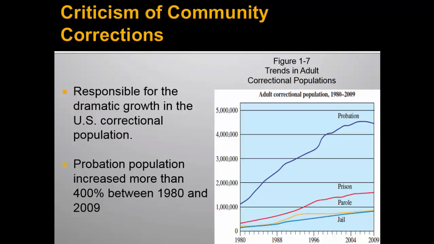One of the issues with community corrections is its extreme growth. The growth of community correction sentences has exploded more than 400% since 1980. But given this growth, do you think that supervision has gotten better or has gotten worse with the increase of people living in the community? Even though the population has gotten larger, the resources to actually supervise the individuals has not grown in the same way.